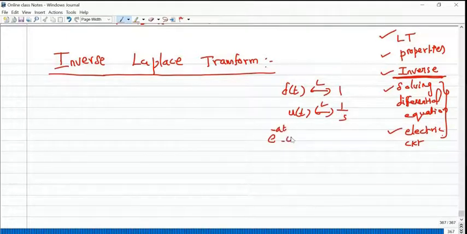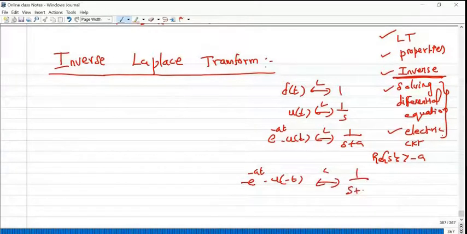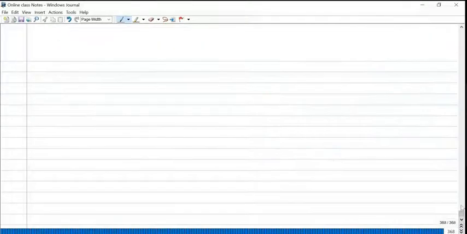E power minus at u of t, Laplace transform 1 divided by s plus a, but real part of s is greater than minus a. Similarly, minus e power minus at u of minus t, Laplace transform 1 divided by s plus a, but real part of s is less than minus a. Because while finding the inverse Laplace transform, they will specify the ROC also. For this particular ROC condition, what is x of t? So that time you have to do carefully.